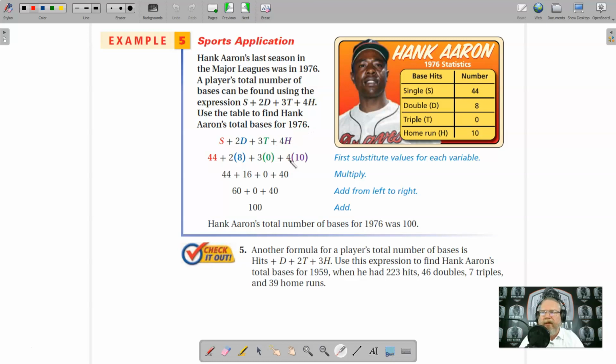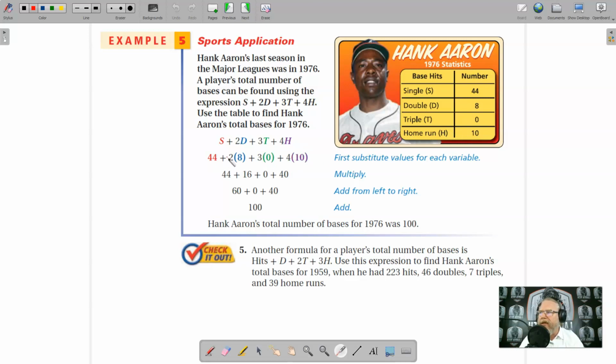So use the table to find Hank Aaron's total bases for 1976. The first thing we need to do is substitute the values for each of the variables. So S single, D double, T triple, H home run. How many singles did he have? We see 44. How many doubles did he have? There's 8. How many triples did he have? Well, 0, so we plug in 0 there. And how many home runs did he have? He had 10, so we'll plug in 10 there.